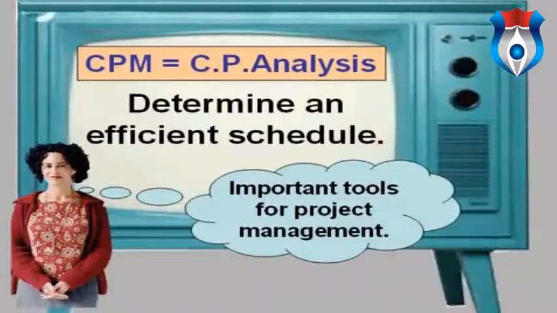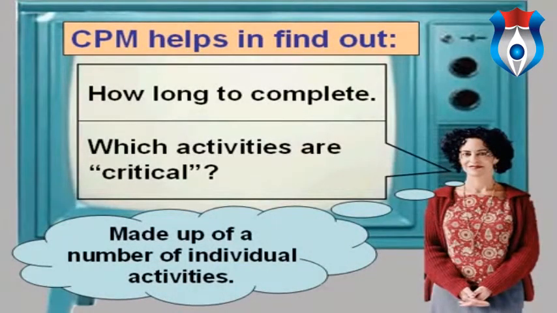Critical path method, also known as critical path analysis, is a mathematically based method that is useful in helping to determine an efficient schedule for the tasks or any project activities. It is an important tool for project management. The critical path method is one of the techniques for doing project planning. CPM is for projects that are made up of a number of individual activities, especially when some of the activities require other activities to finish before they can start.